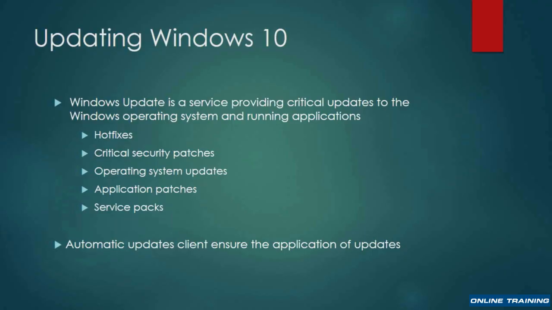Those releases that come out, formerly known as service packs, are going to include all of the security patches and hot fixes, all of the application fixes from prior to the service pack, and they're going to include feature updates for the operating system itself. The automatic updates client is installed by default on Windows 10, and that's going to ensure the application of updates in a timely manner.